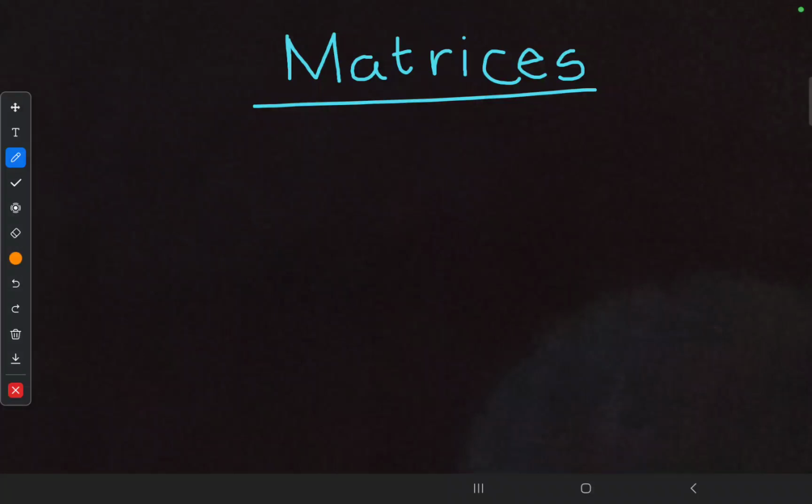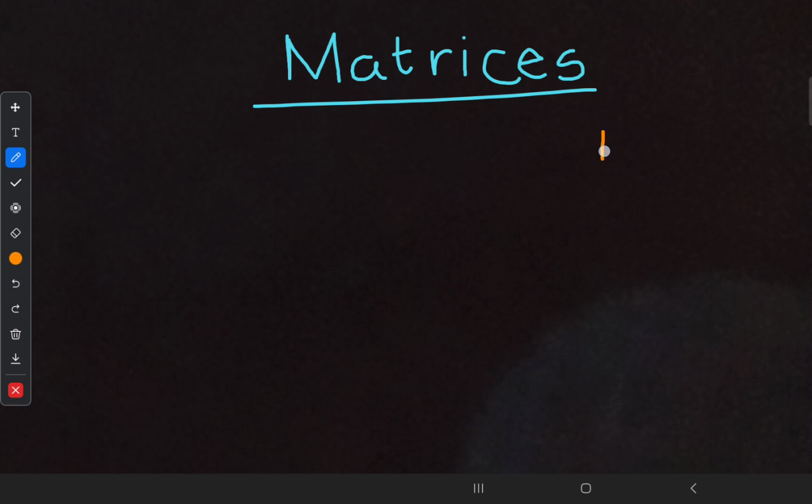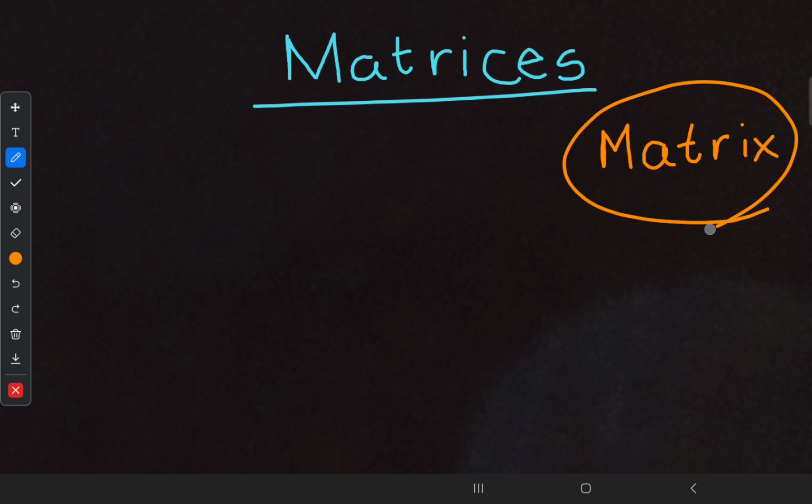Matrices. Before starting to do matrices, you have to understand what matrices are. This is the plural form. In singular, we use the term matrix. A matrix indicates a data set. One data set is a matrix; more than one is indicated as matrices.